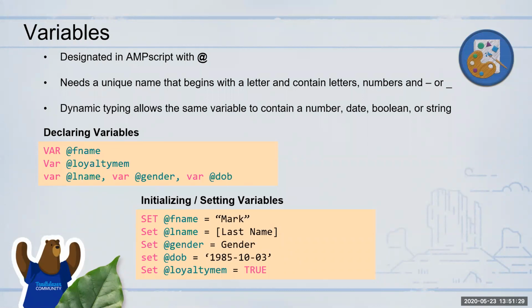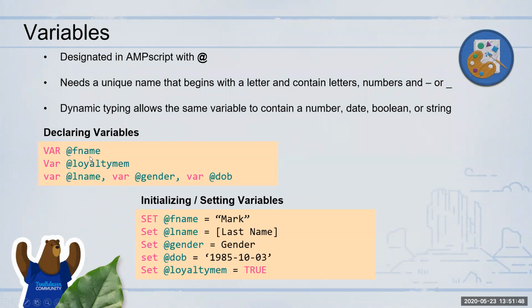Some of the good features that they have is that sometimes even if you don't do a var declaration, it will not give you an error. You can directly go and do a set @fname equal to Mark, but the best practice is always to declare the variables. But it will not give you an error if you don't do it.